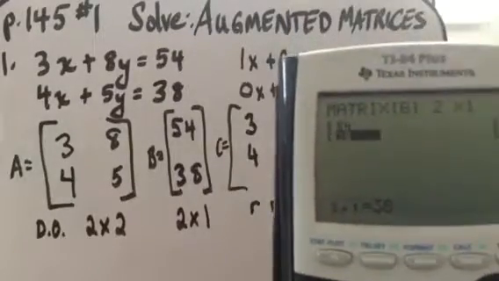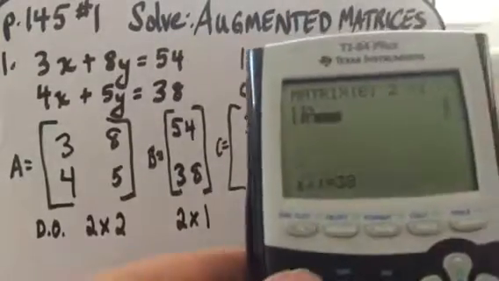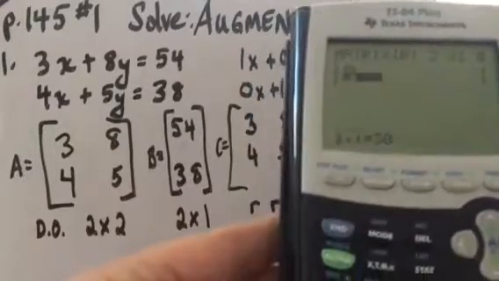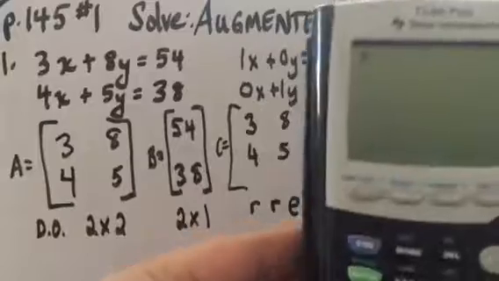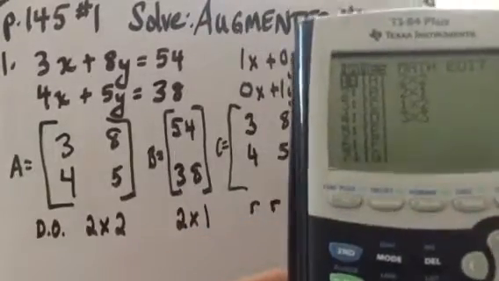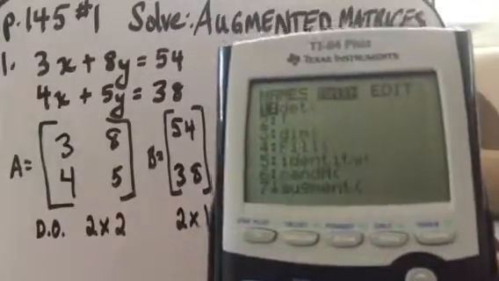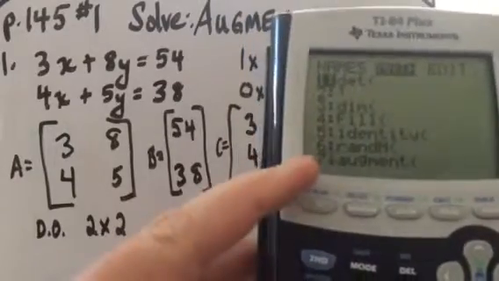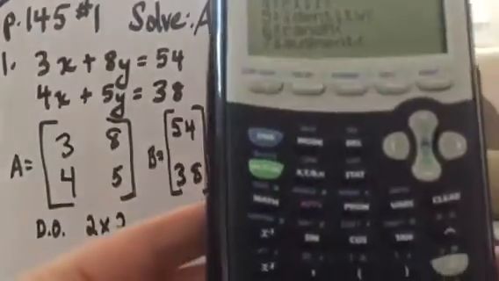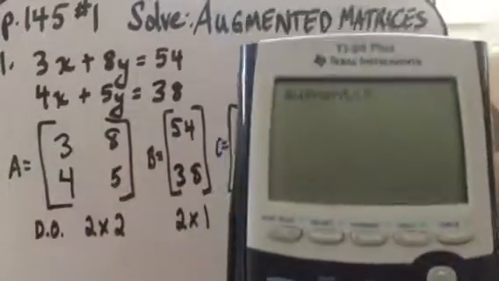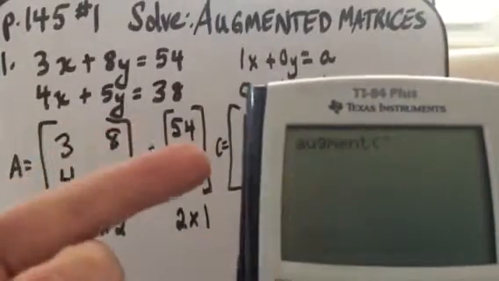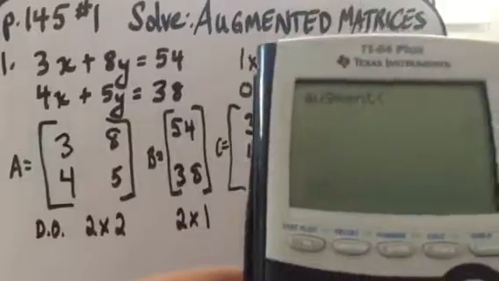So there's B. Now we want the calculator to augment those. So second quit, go back to second matrix, and now we want to do some math. We want to augment, which is number 7. We want to put these together in a special way. Enter number 7. Now it wants to know what would you like me to augment. So we want to augment A with B.